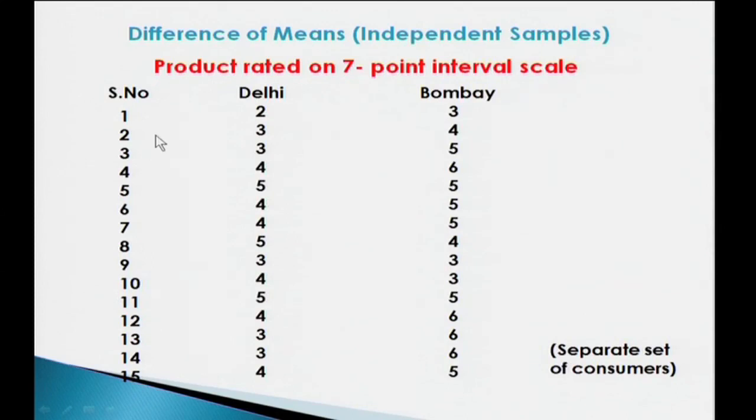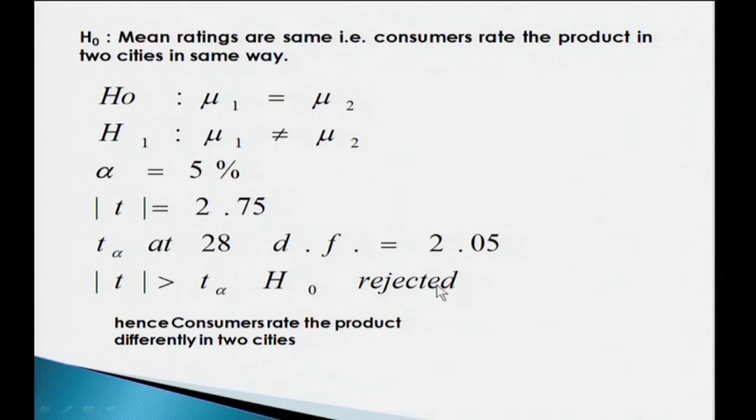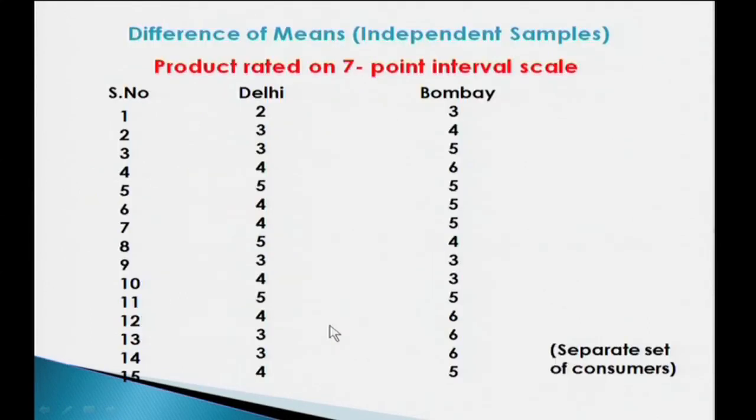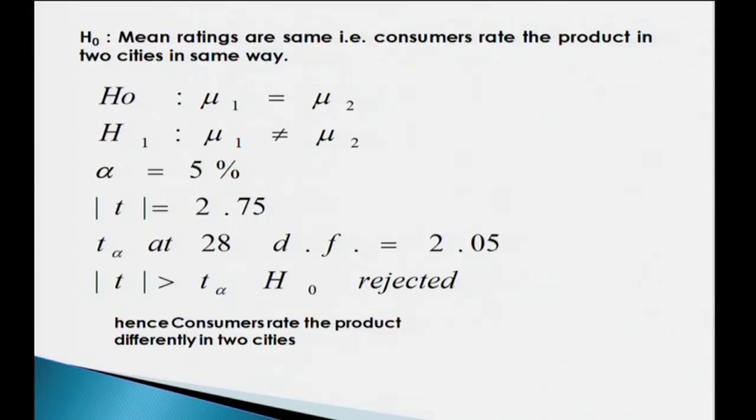Sample size in the first is 15, sample size in the second also 15. So, T calculated once you have, then T tabulated at 15 plus 15 minus 2, 28 degrees of freedom. T tabulated you can check at this degree of freedom, this is 2.05. So, T calculated is greater than T critical at the 5% alpha level. So, H naught is rejected. So, you can say the consumers rate the product differently in the 2 cities. So, your product is being rated differently in 2 cities.